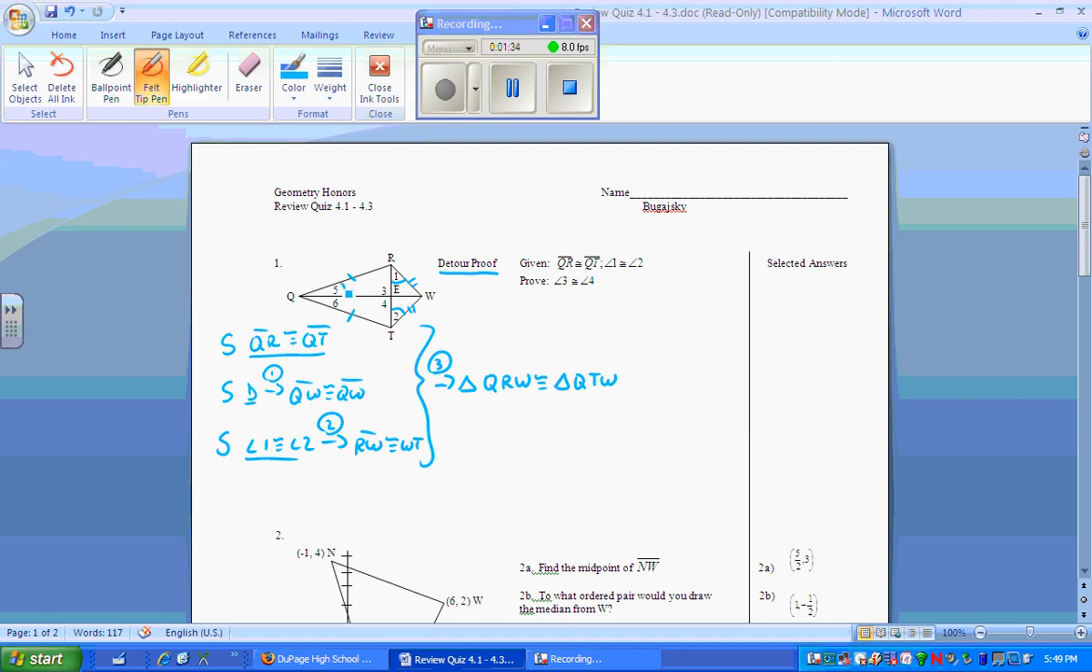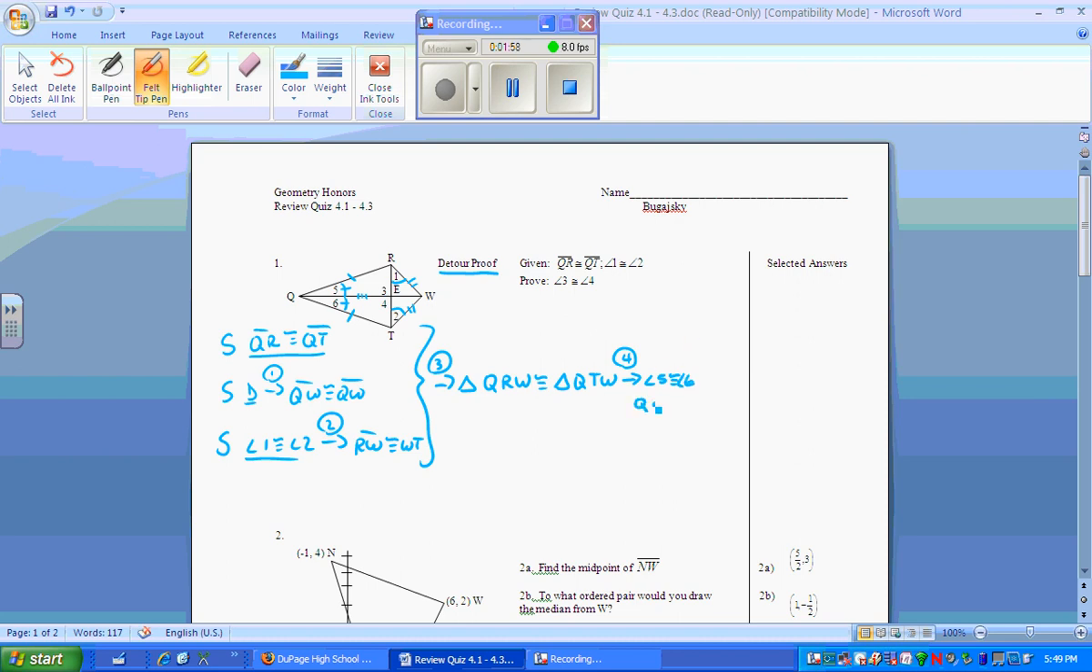From there we need to figure out what we need to take. Well, what I would take would be angle 5 and angle 6, because then that helps me prove QRE and QTE, and we get side, angle, and then the reflexive piece of QE this time.